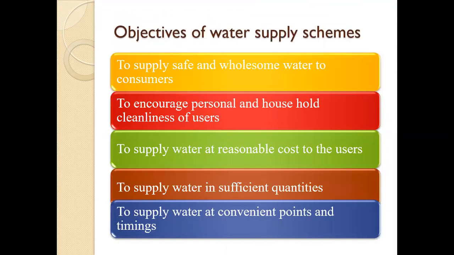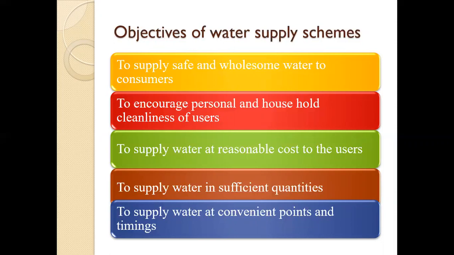Now what does it mean, wholesome water? That means it should be safe, free from all the chemicals, free from all the impurities. That is called a wholesome water. So we can say that wholesome water is a safe water that we can drink. So once the water is useful for drinking, it can be used for any purpose. Right, so these are the objectives of the water supply schemes. It should supply safe and wholesome water to the consumers.